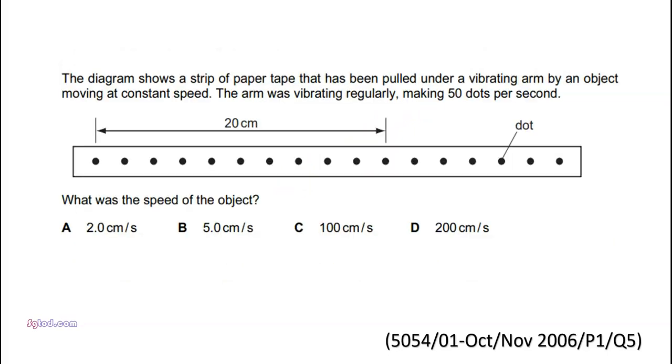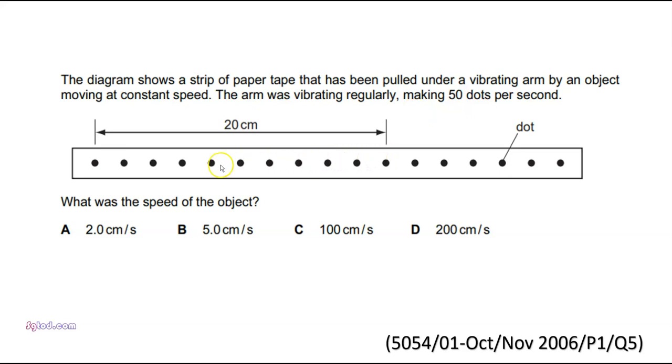Next, we look at a question that has come out a number of times in past year's examinations. The diagram shows a strip of paper tape that has been pulled under a vibrating arm by an object moving at constant speed. The arm was vibrating regularly, making 50 dots per second. What was the speed of the object? This question does look difficult. When you solve a question, start by writing down all the parameters that you are given. You are told that the vibrating arm makes 50 dots per second. This means the time between each dot is 1 second divided by 50 dots.